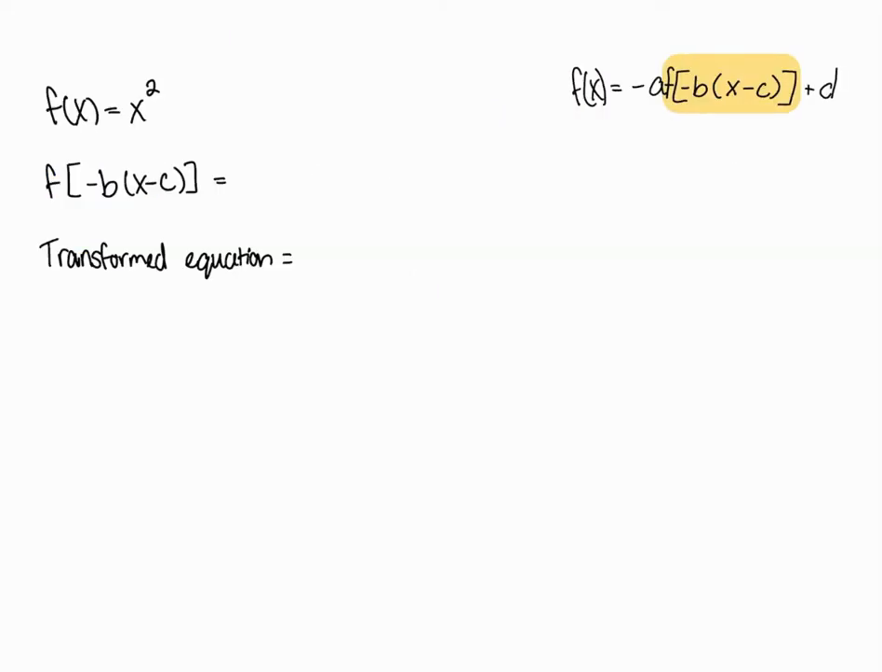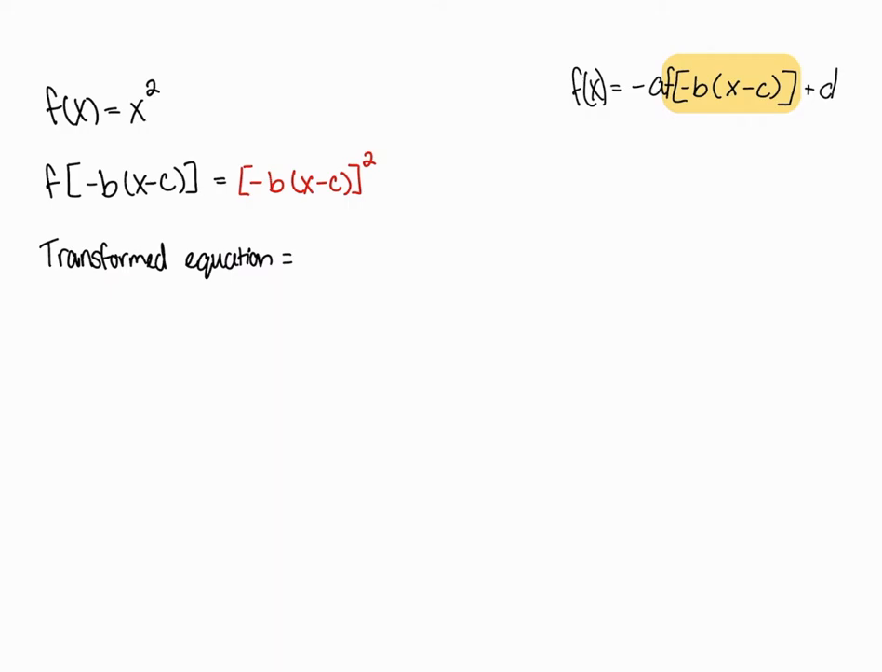Let's start with f(x) = x squared. See how in the transformation equation you have a part that says f(-b(x - c)), the section that is highlighted. This is what you have to figure out for every parent function, and once you know what it is for the parent function, you can plug it back into the transformation equation to get the transformed version of that parent function. So if f(x) = x squared, then f(-b(x - c)) would be (-b(x - c)) squared.